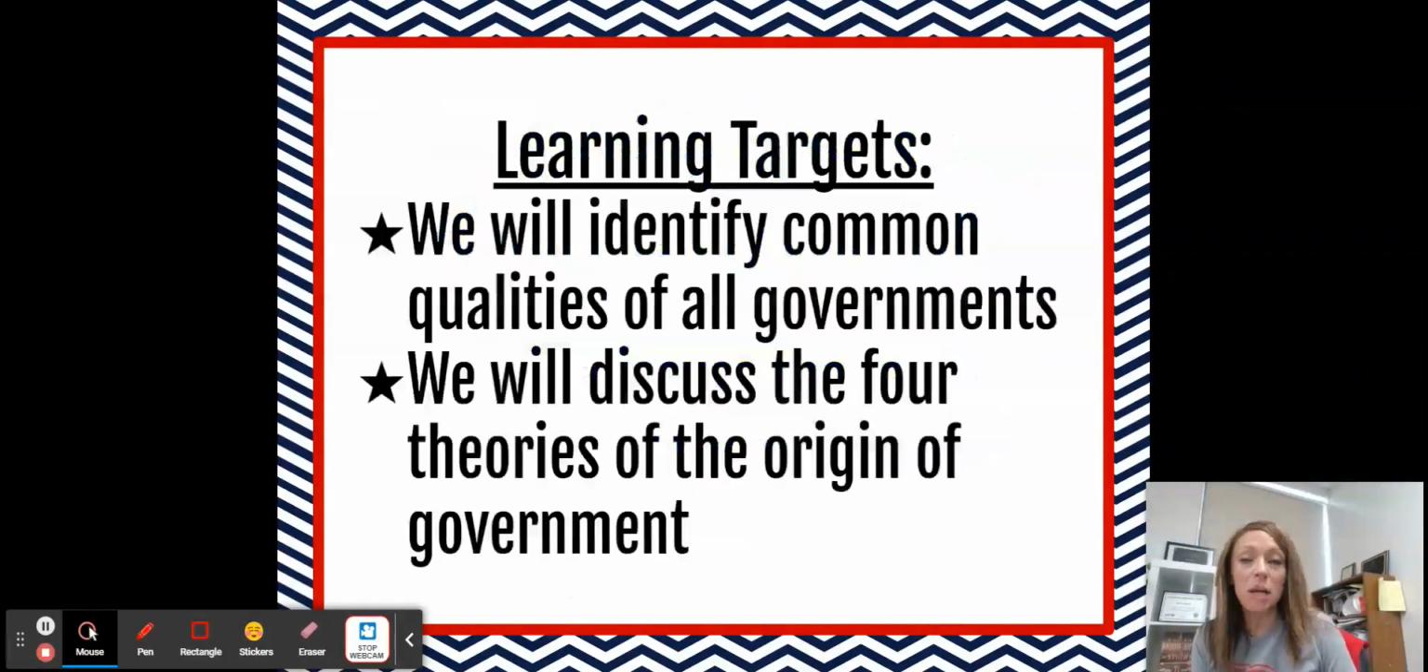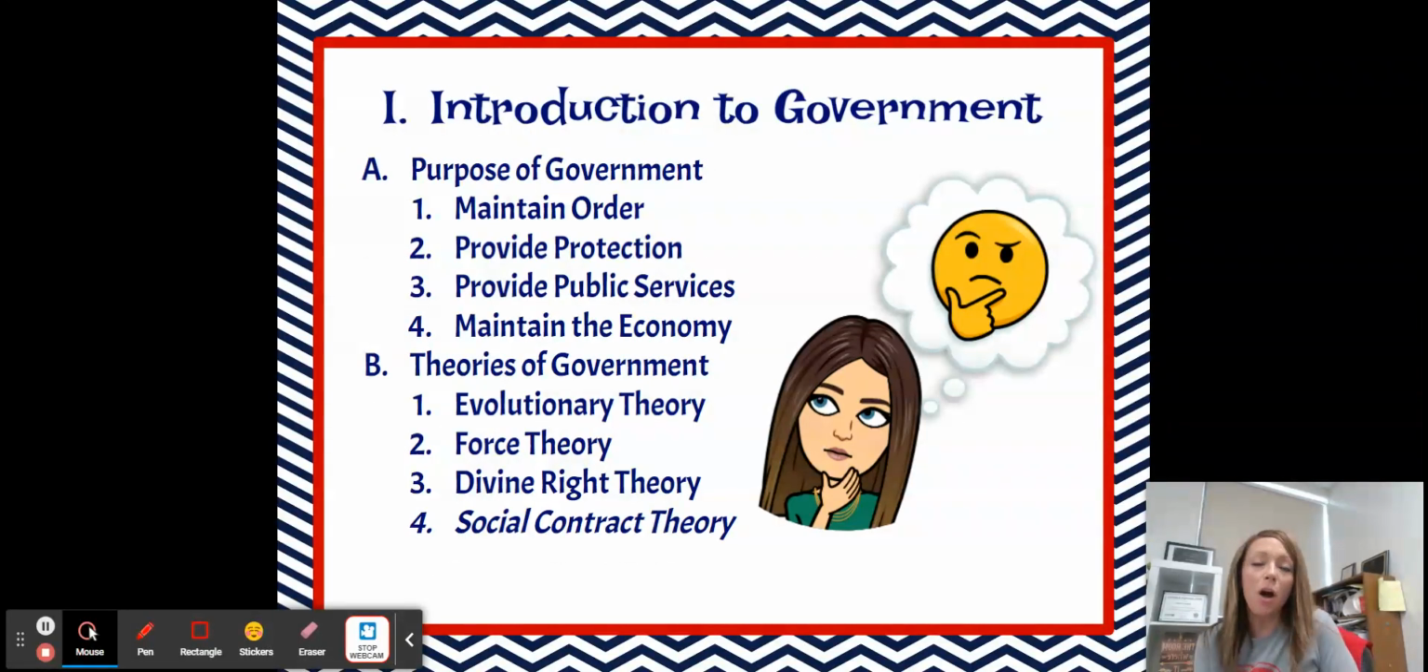Today we're going to be talking about the common qualities of government. We're also going to discuss the 4 theories of the origin of government, or how government came to be. Starting off with the 4 purposes of government, and we've talked about this before, but just to emphasize this again. Purpose 1, to maintain order.